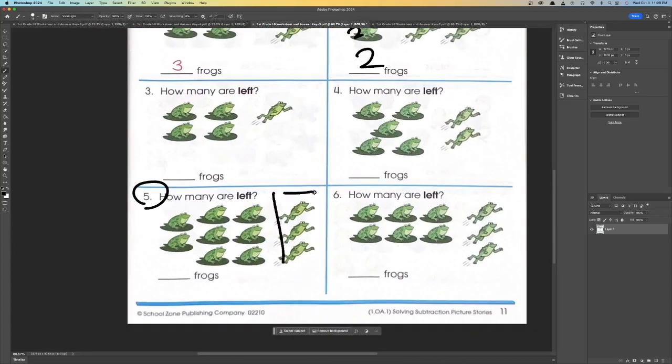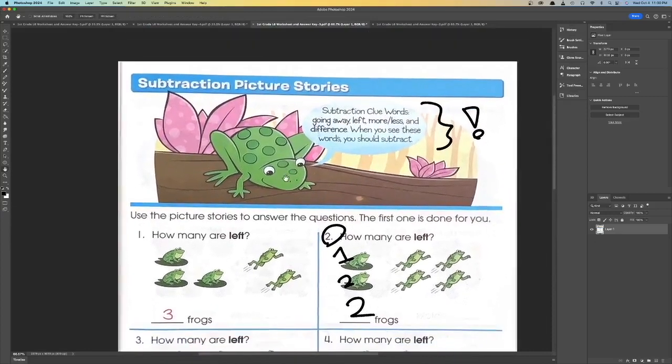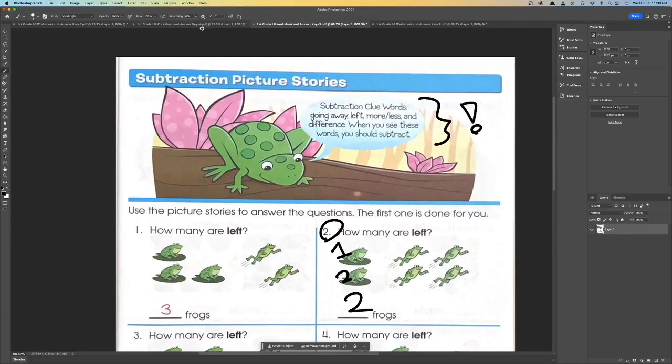And same thing for 5. This is the group of frogs that have left, and this is the group of frogs that have stayed. So really quick, we can just count the amount of frogs that are still in the pond. So 1, 2, 3, 4, 5, 6, 7, 8. So we have 8 frogs left. And that is it for page 3.